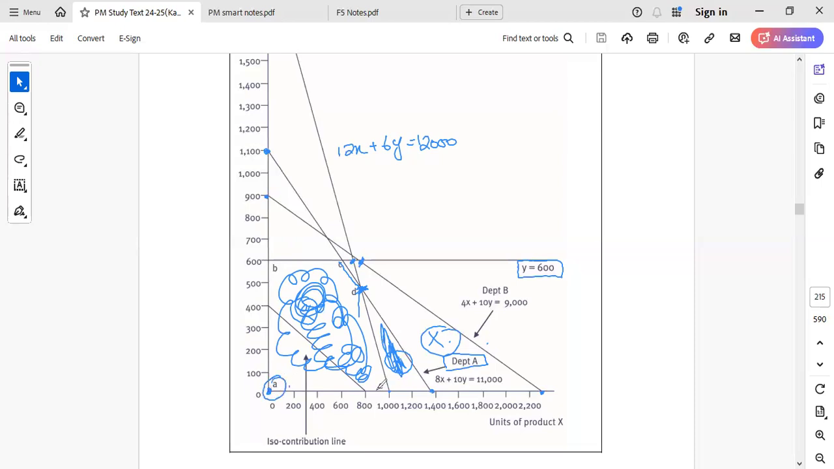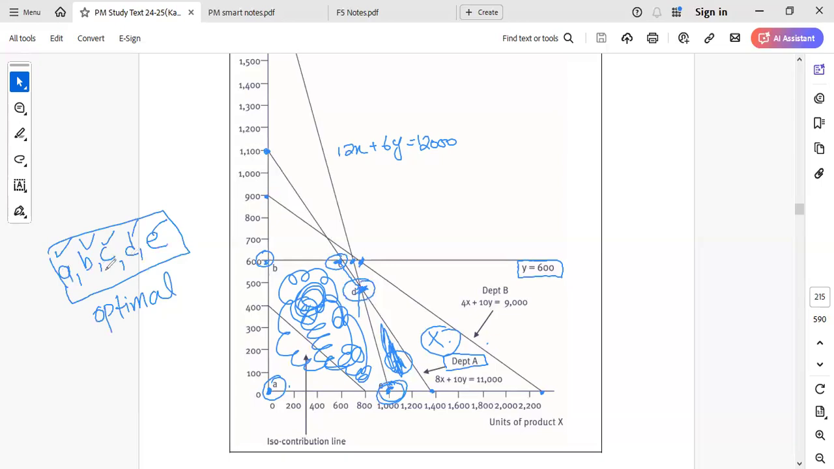This is point A. This is your point E. This is your point B. This is my point C. I see the corner points or intersection points. This is my point C, this is my point D, and this is my point E. So I assume the points A, B, C, D, and E. Why do I assume these points? Because my optimal production is supposed to lie in one of these 5 points.